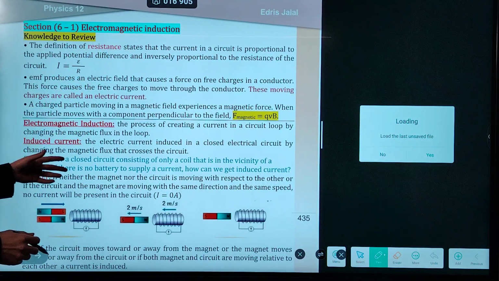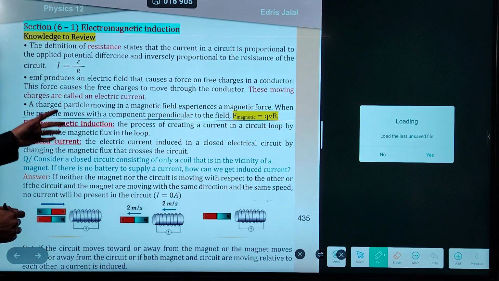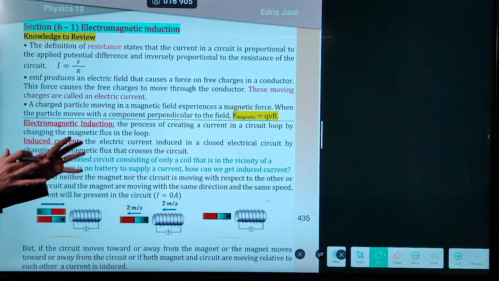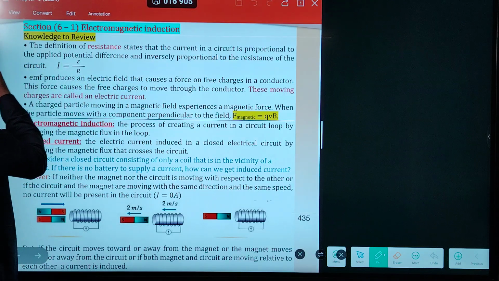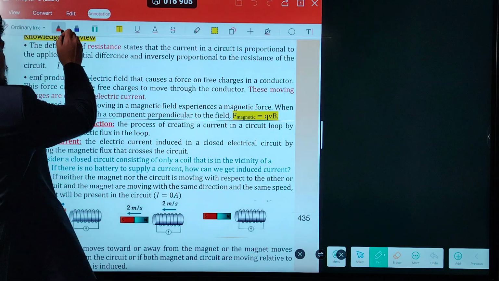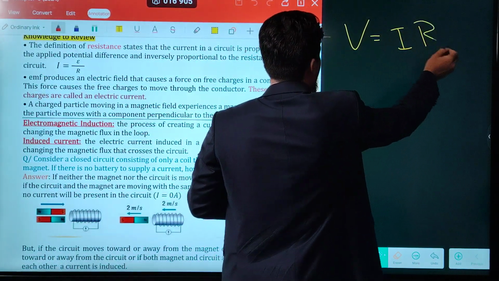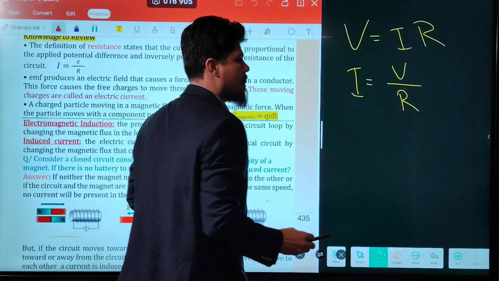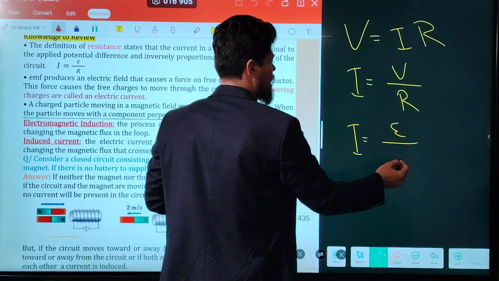Electromagnetic induction. We have some information and knowledge that is very good for the students to know. The definition of resistance states that, according to Ohm's law, current in a circuit is proportional to the applied potential difference and inversely proportional to the resistance. Guys, according to Ohm's law, V is equal to what? V is equal to IR. I in the circuit is equal to what? V over R.